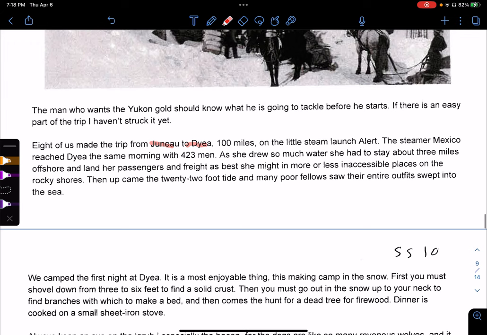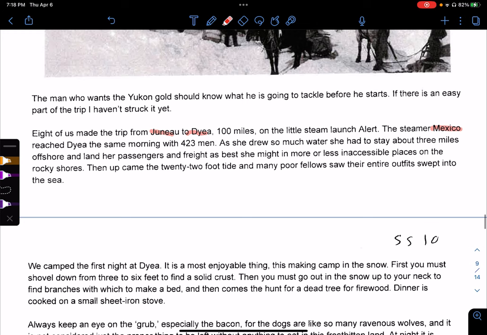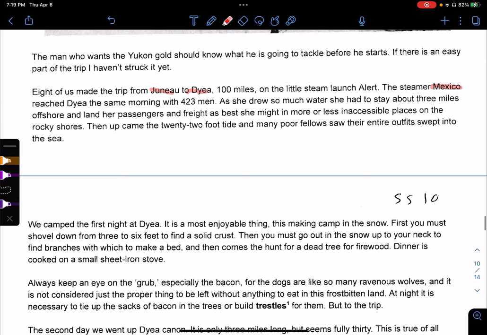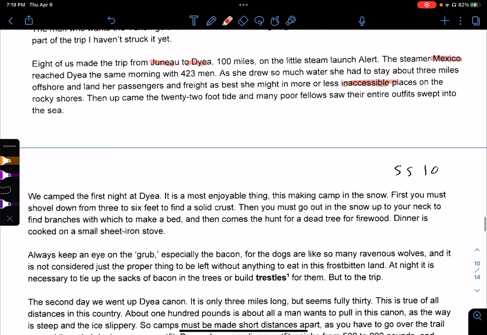The steamer called Mexico reached Dyea the same morning with 423 men. As she drew so much water, she had to stay about 3 miles offshore and land her passengers and freight as best as she might in more or less inaccessible places. Inaccessible means that it's really hard to get into it on the rocky shores. Then up came the 22-foot tide, and my poor fellow saw their entire outfit swept into the sea.